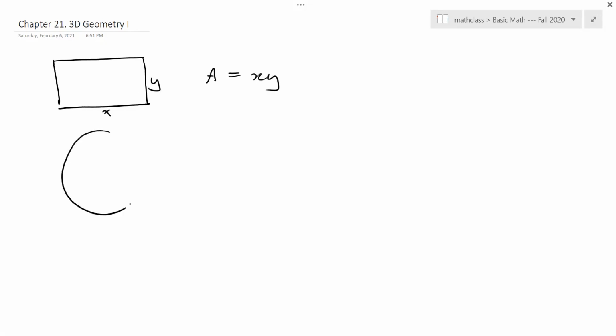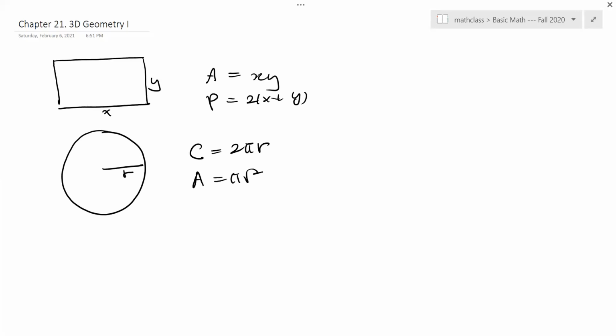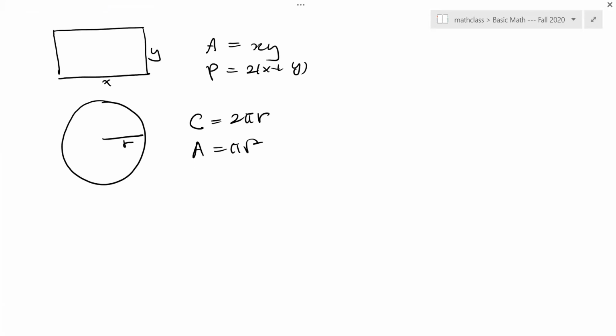And then we also learned the circle. What's the radius r? For the perimeter of the rectangle, it will be 2x plus 2y. And for the circle, the circumference is 2 pi r, where r is the radius, and the area is pi r squared.